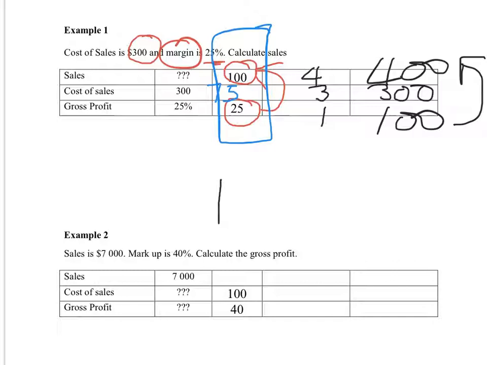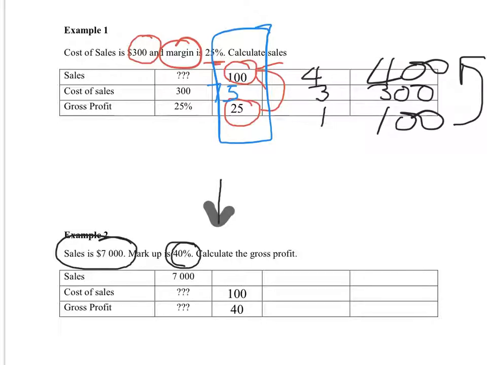So in this example, down here the markup is given to us, and the markup is 40%, and this time sales is given to us, so we don't know what the cost of sales is, and we need the cost of sales because that will enable us to find what the purchases figure is, or what closing stock or opening stock is. Depends on what information is withheld from us.